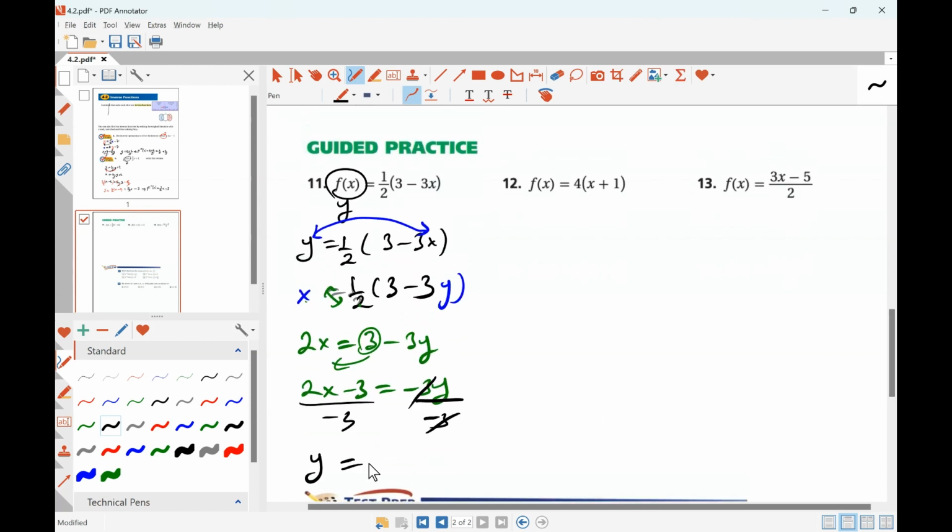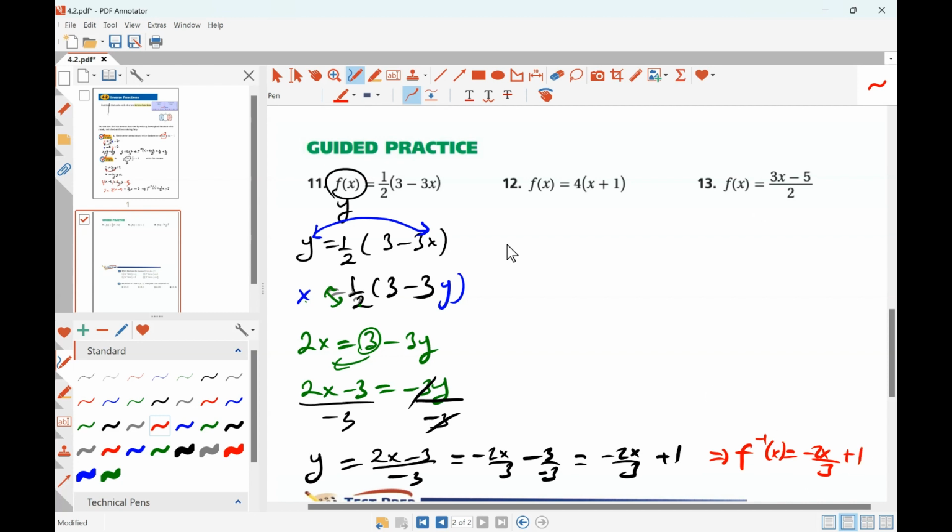So which gives us y equals 2x minus 3 over minus 3, or this is equivalent to breaking this up into negative 2x over 3 minus 3 over minus 3, which is plus 1, right? 3 over 3 is 1. They are both minus, they will cancel each other. So that y represents our inverse function. So that's our f inverse of x, which is negative 2x over 3 plus 1.